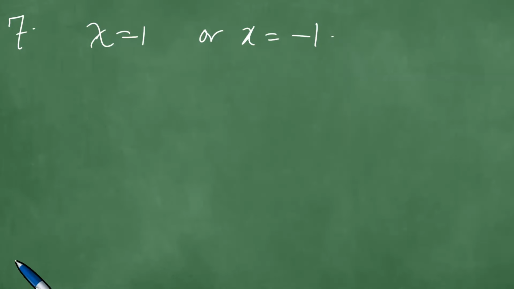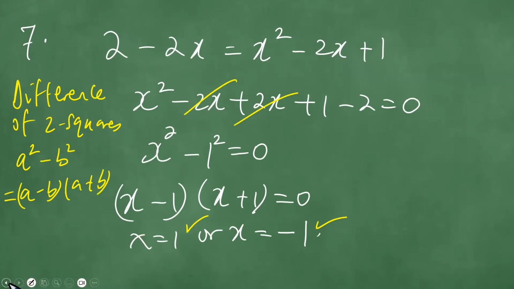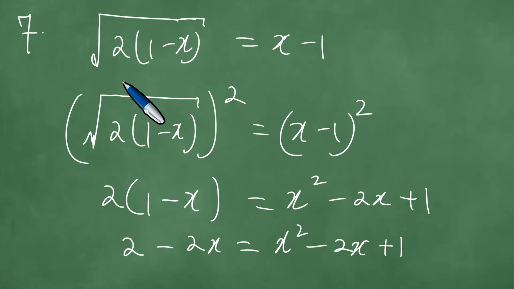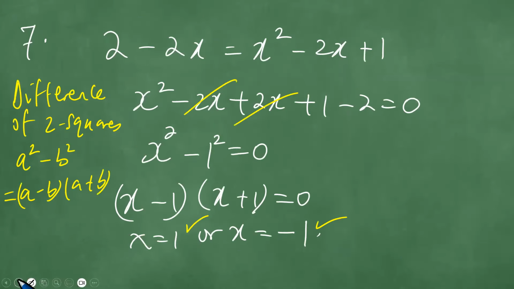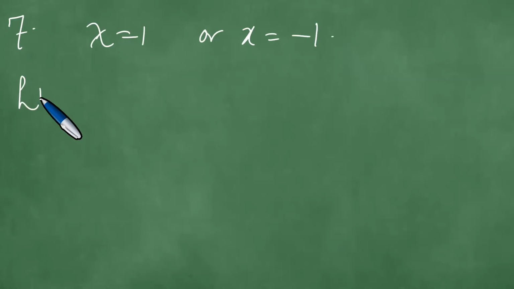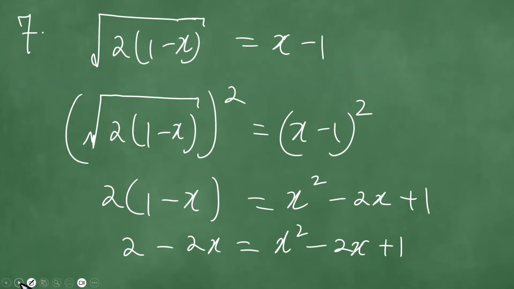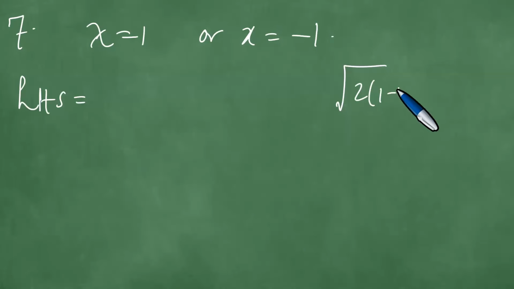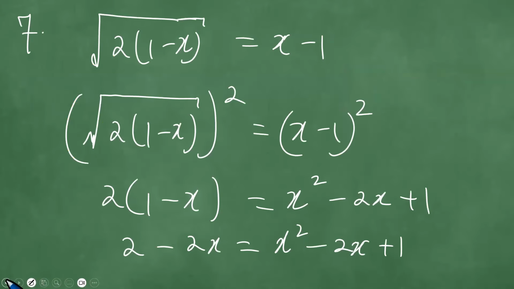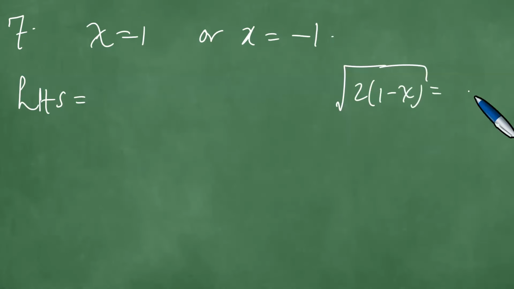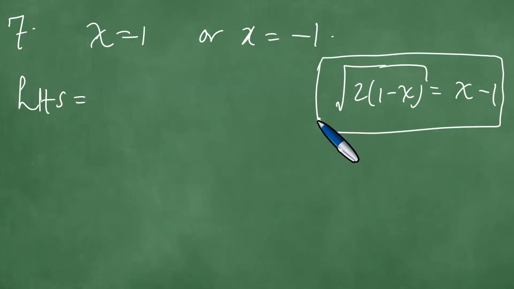So in the end, you have the square root of 2 into 1 minus x equals x minus 1. Okay, this is the original equation, the square root of 2 into 1 minus x equals x minus 1. We are attempting to check these solutions, to see which one is correct, or which one is actually the solution to this.